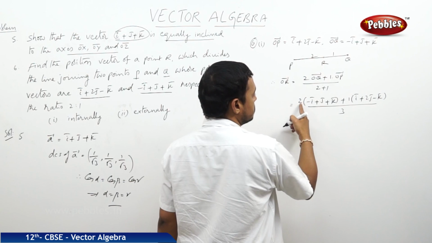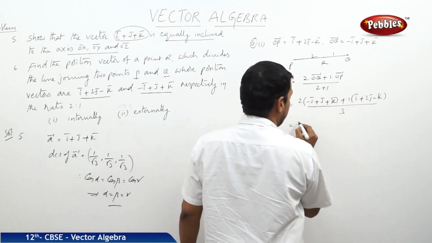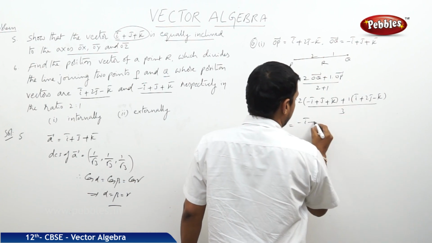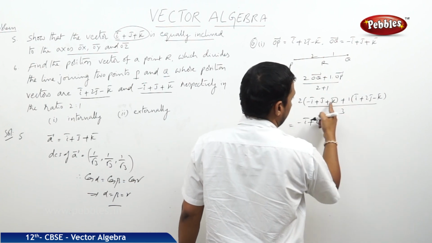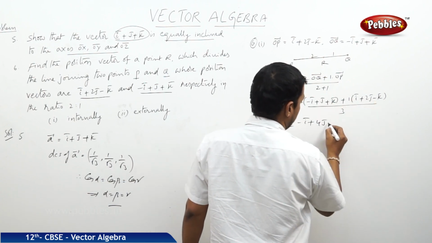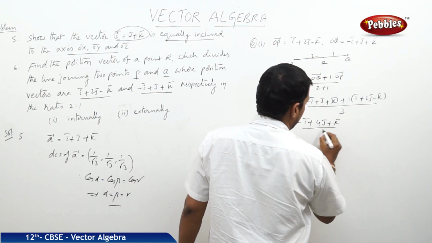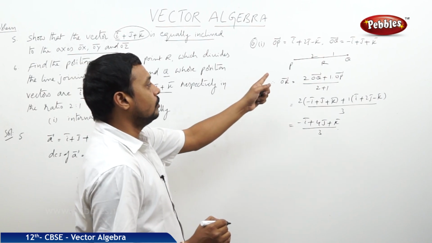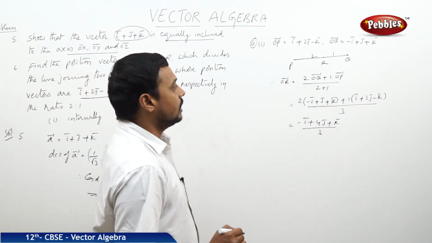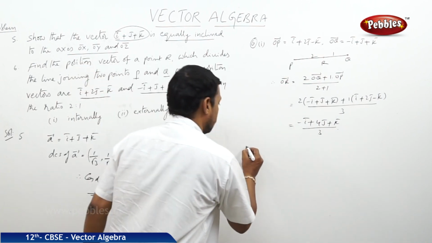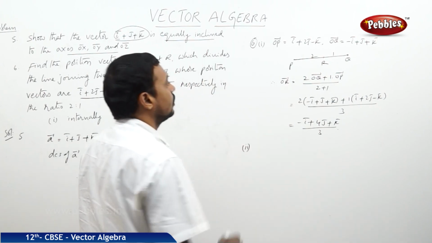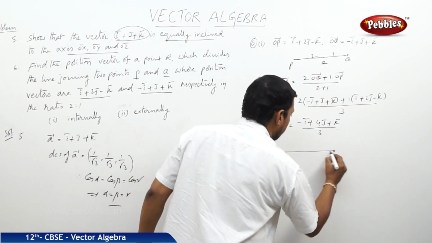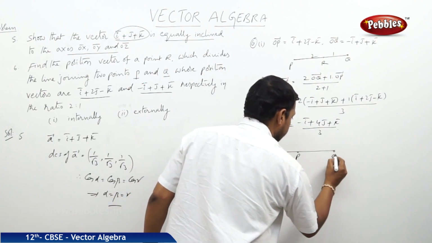Now on simplification: minus 2i plus i, minus i; 2j plus 2j, 4j; 2k minus k, plus k; vector by 3. Now this is the position vector of the point R dividing PQ in the ratio 2:1 internally. Now let us find the position vector of R dividing PQ externally.